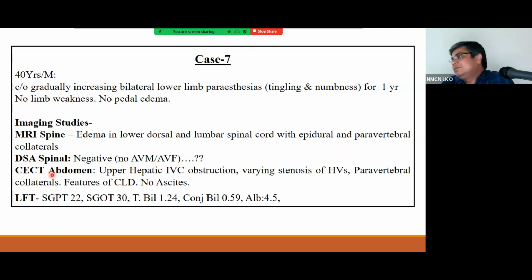So CECT abdomen was again done to look for causes of the collaterals. On CECT, upper hepatic IVC obstruction was seen along with varying stenosis of the hepatic veins, paravertebral collaterals, features of CLD, and there was no ascites. LFT was just borderline.